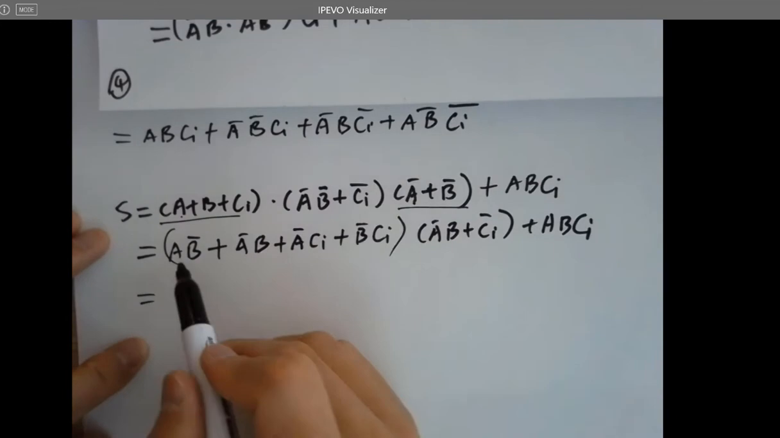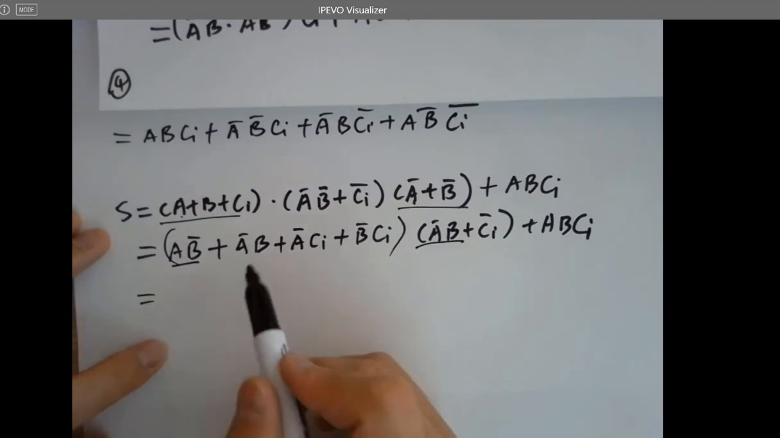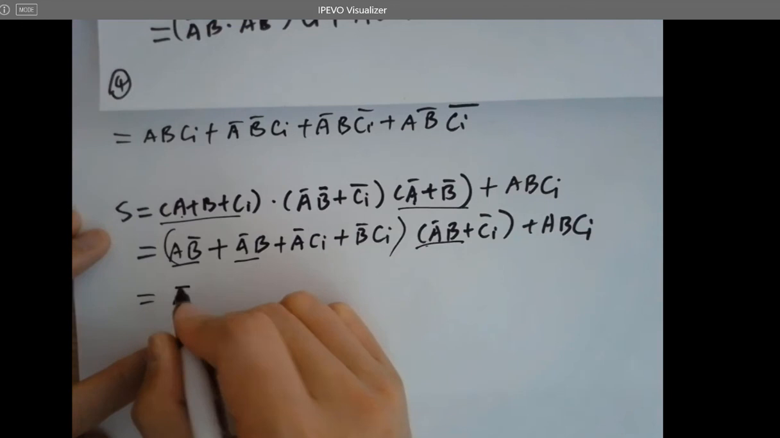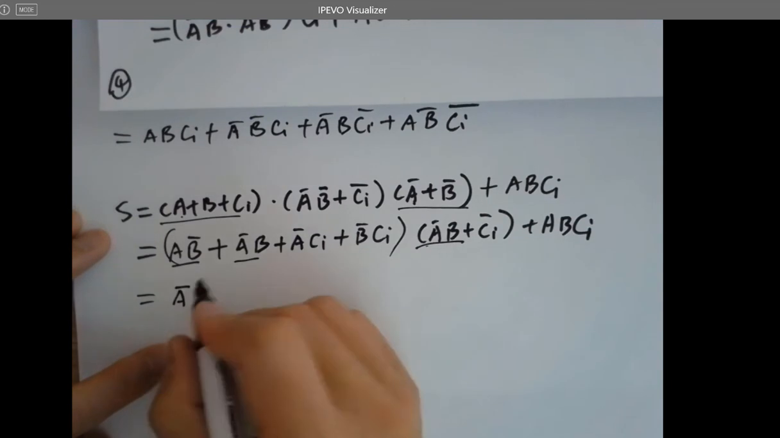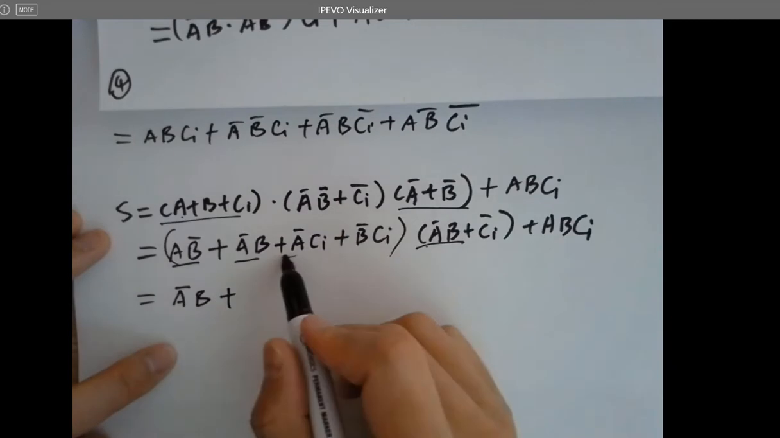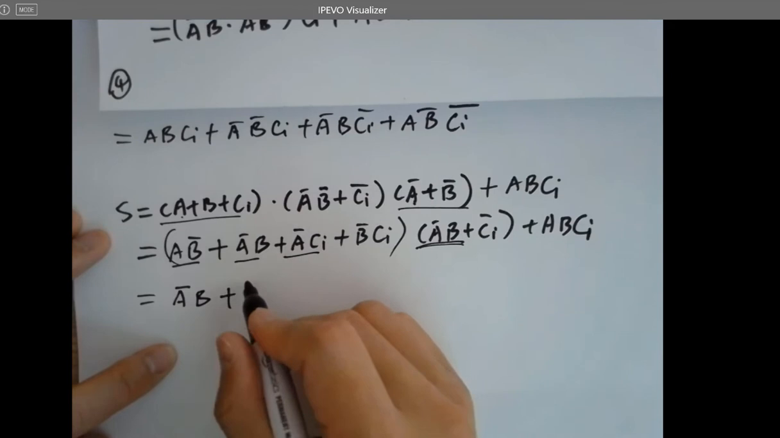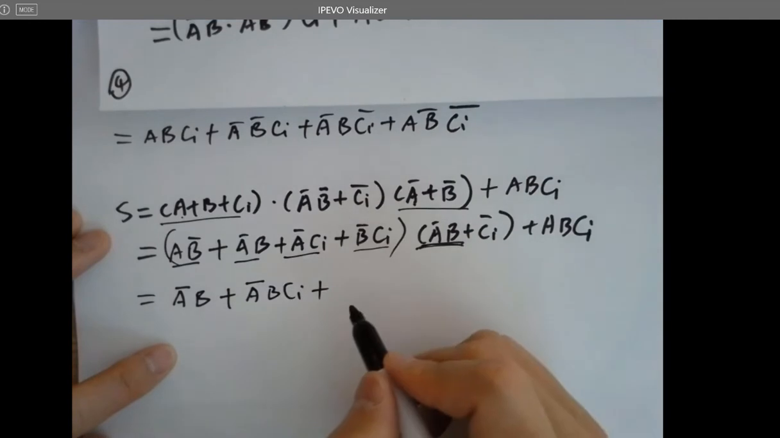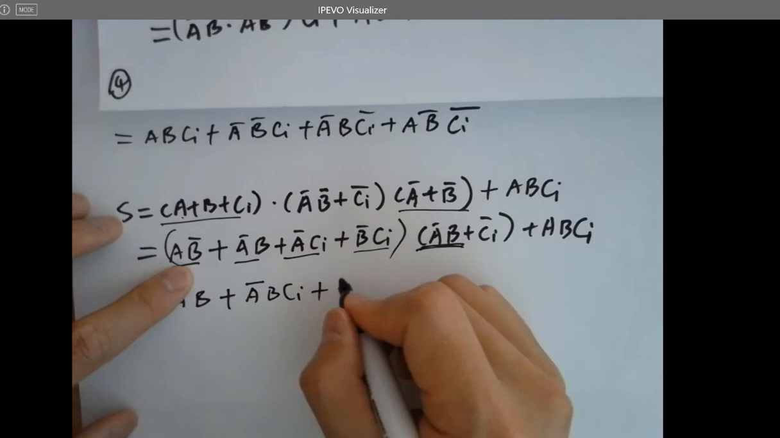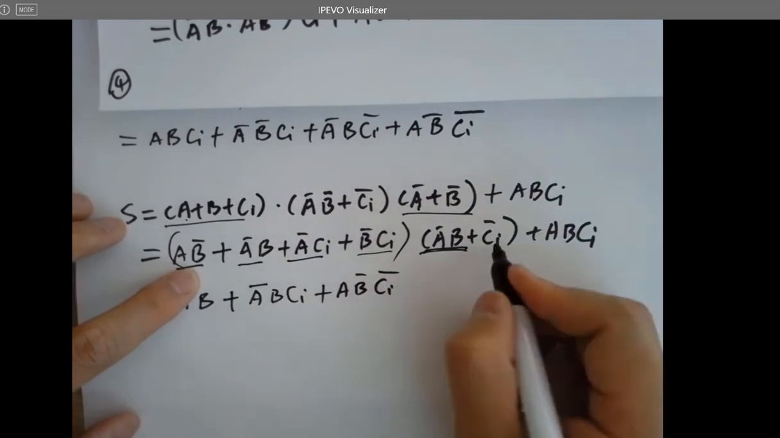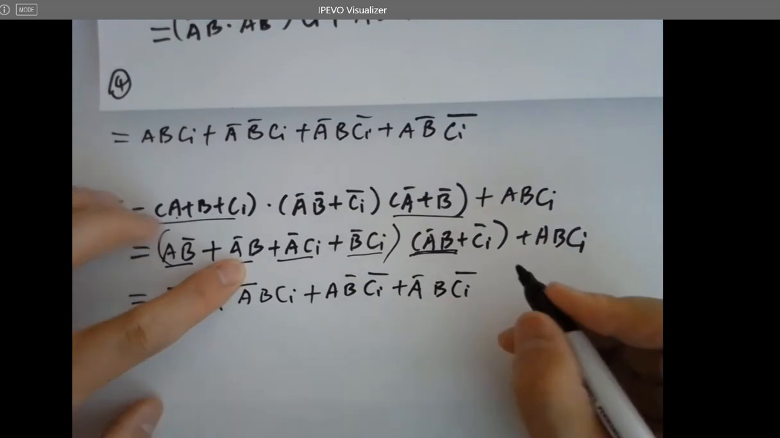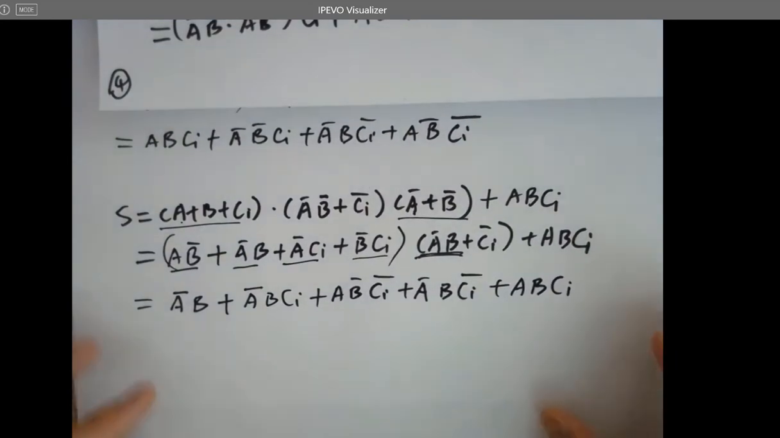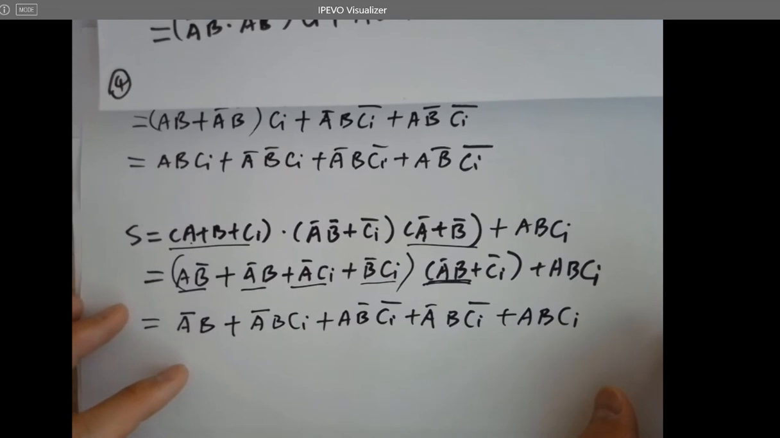Expanded, 0. Not changing, right? So it's still A naught B. This is A naught BCI, 0 again. AB naught CI naught, A naught BCI naught, 0, 0. I think I'm missing something. What is that?